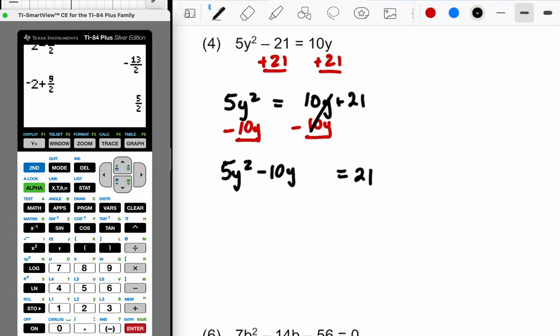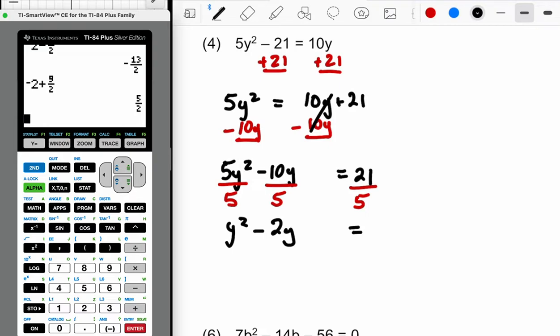So to make this work with the formula that we know, we need to divide each term by whatever the a value is. You could divide or multiply an equation by whatever non-zero term you want, as long as you do it to every term within the equation. So I'm just choosing to divide everything by a 5 here. Still an equivalent equation, still has the same value, just has a different appearance. So I'm looking at y squared minus 2y is equal to 21 over 5.